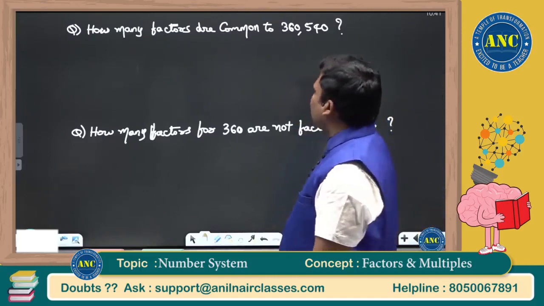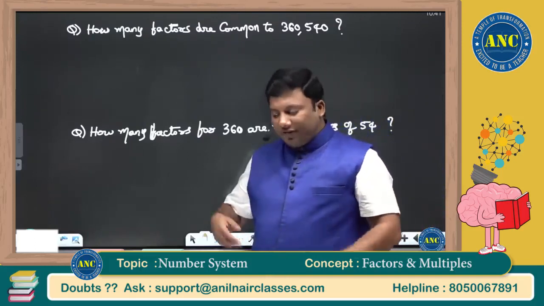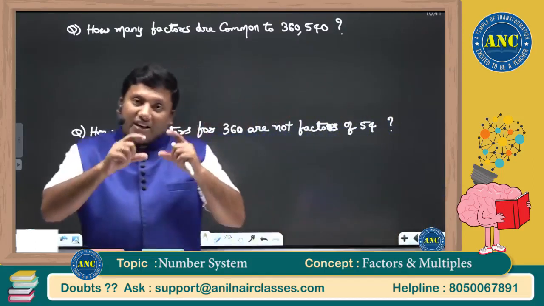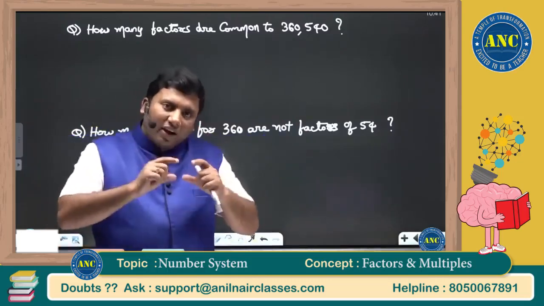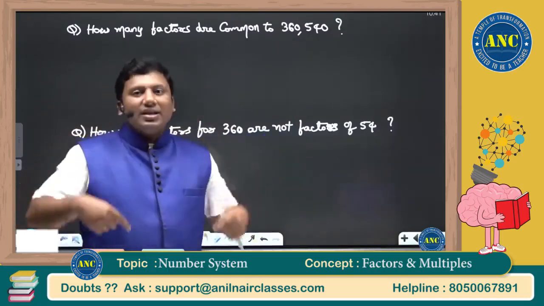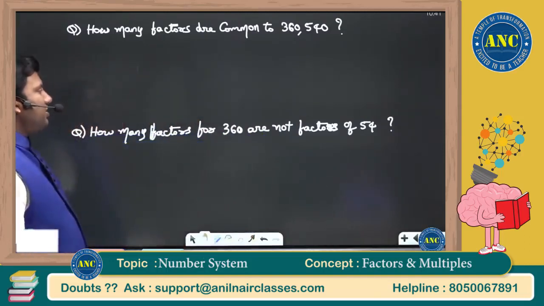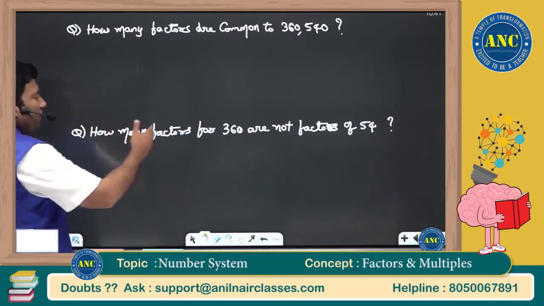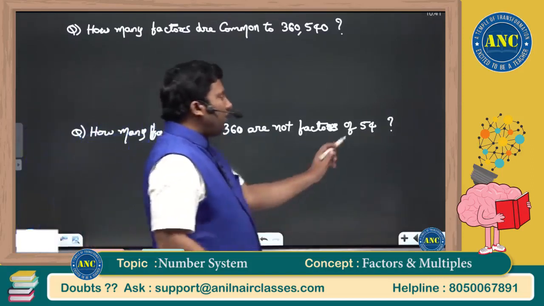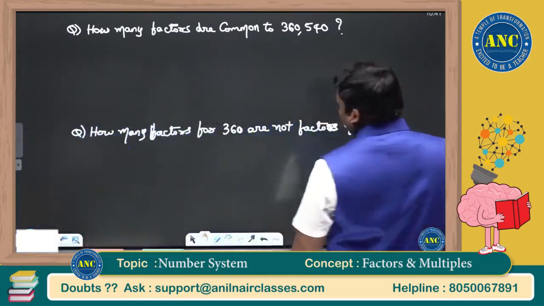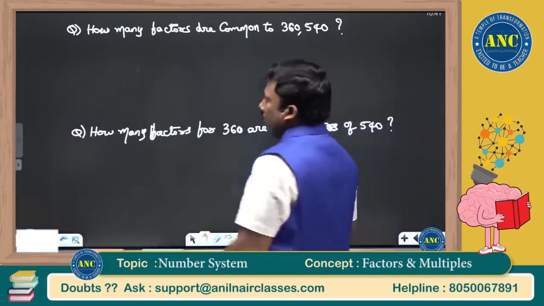How many factors are common to 360 and 540? He is telling us to write the factors of 360, write the factors of 540, and take the factors which are common to 360 and 540. List those items. How many factors for 360 are not factors of 540? One by one we will discuss the concept. Now see here.